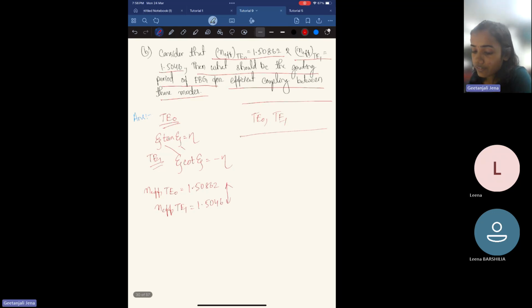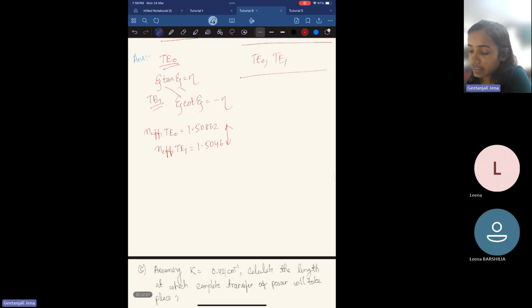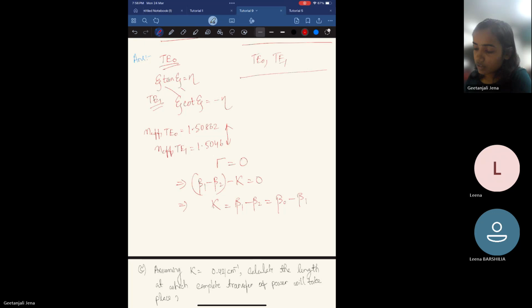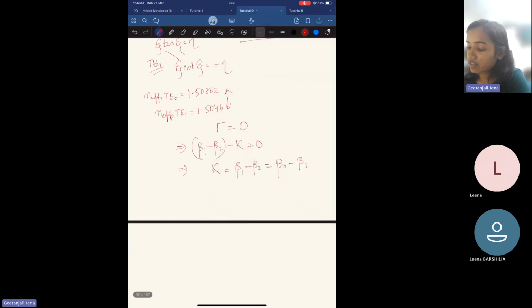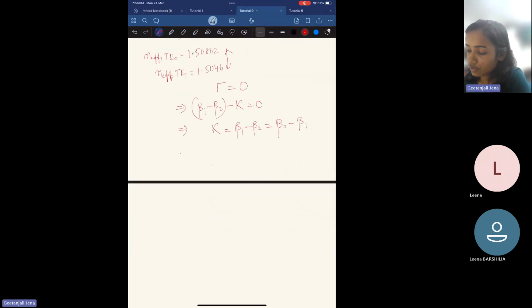For efficient coupling, the phase mismatch should be zero. That means gamma should be zero. Gamma is nothing but beta 1 minus beta 2 minus kappa. It should be zero, or kappa is beta 1 minus beta 2. You can write it as beta 0 for T0 and beta 1 for T1. N effective is given, so we need to simplify it further. Kappa is nothing but 2 pi over grating period.